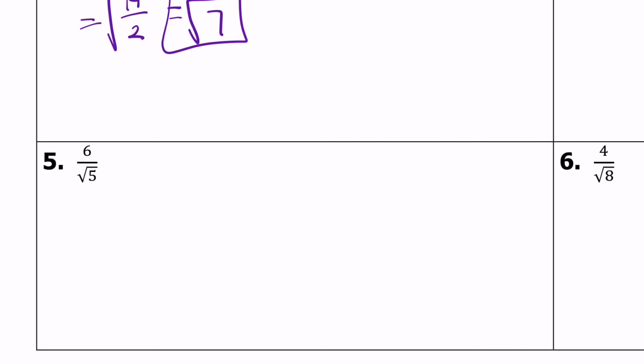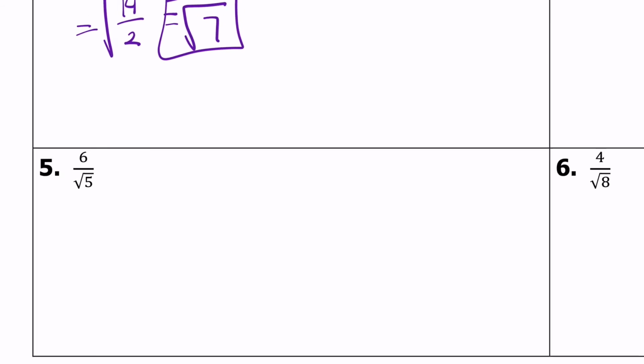Number 5 is one where I have a radical in the denominator. In order to get rid of that, I have to rationalize the denominator. How we do that is we multiply both the numerator and the denominator of the fraction by the radical in the denominator. So I multiply the top and the bottom of my fraction both by the square root of 5. When I do that, I'll write this out off to the side here.